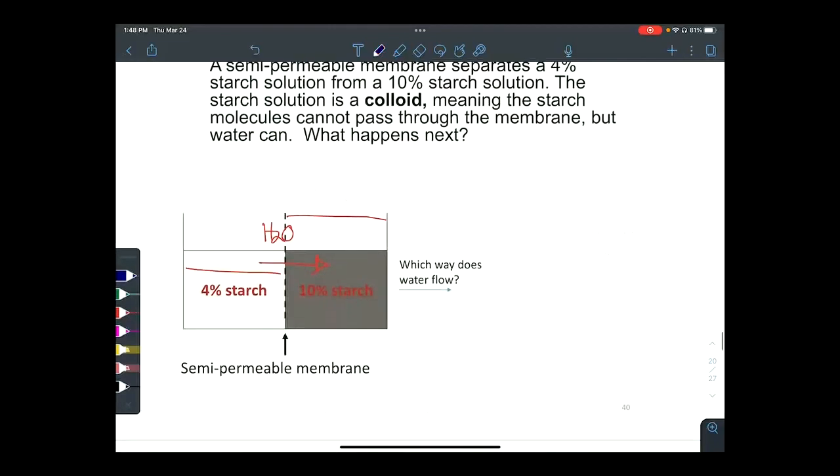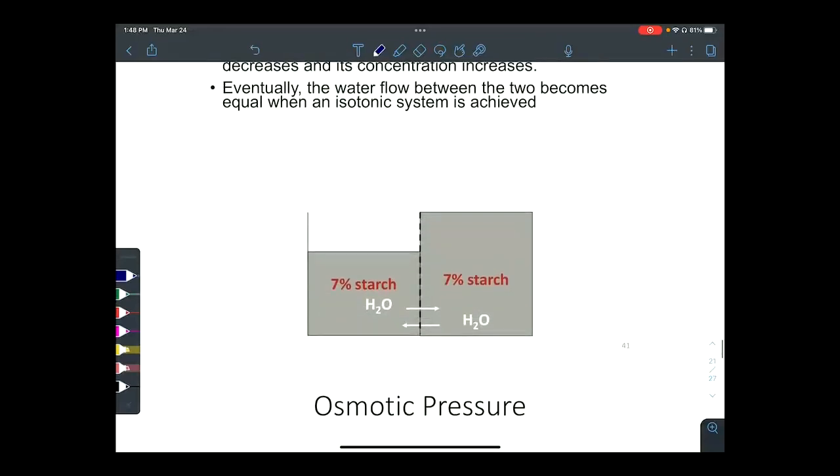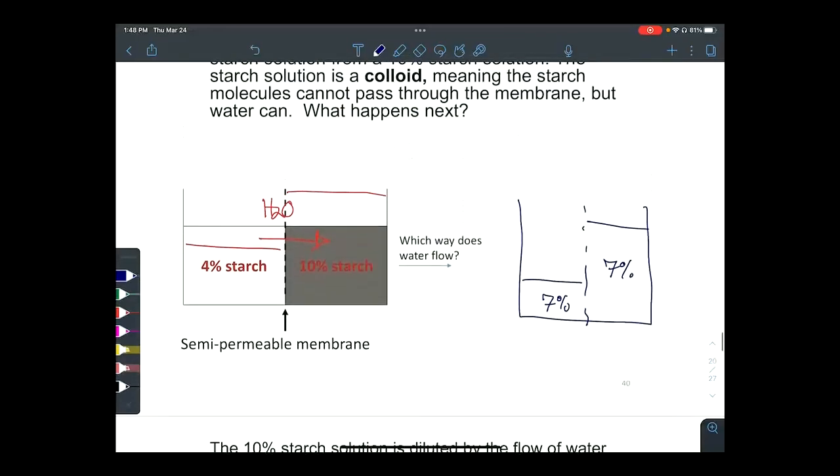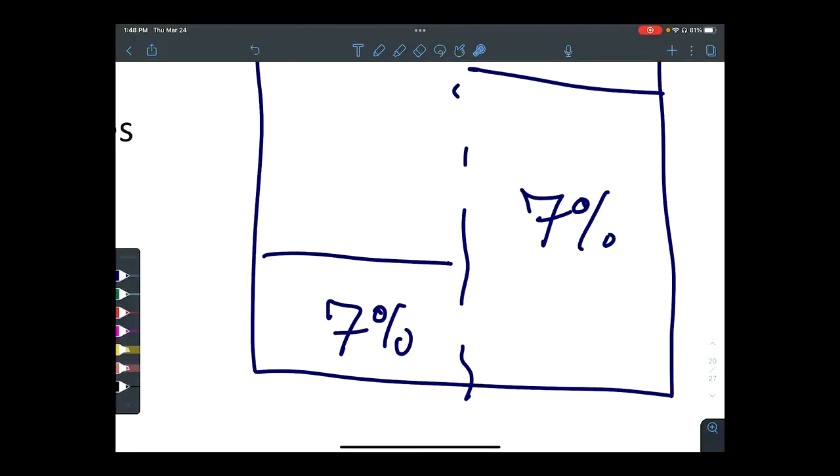So just showing a picture here, the new container will look something like this, and it'll be about 7% on each side. It'll look like that. Okay, and I think I have that on the next slide. That's what it looks like. So once we've achieved this picture where we've allowed the system to become isotonic, do we see how this is isotonic? Right, 7% on both sides.